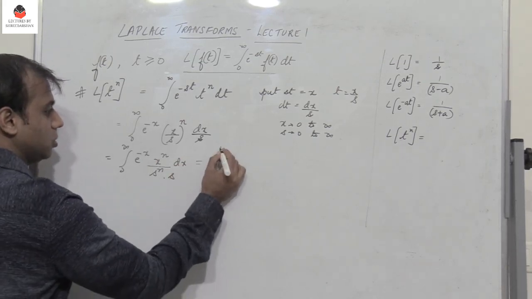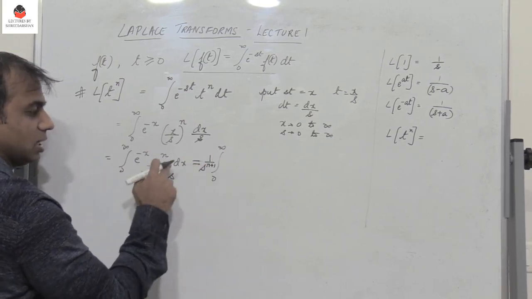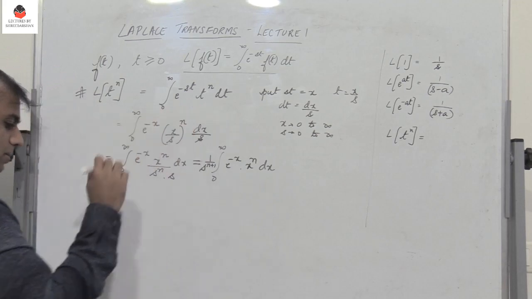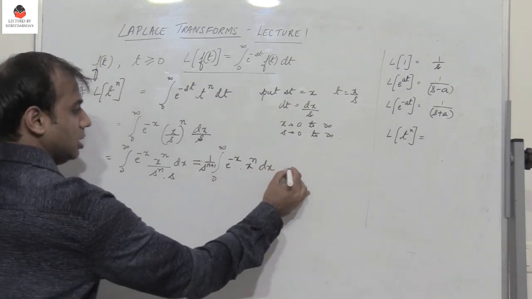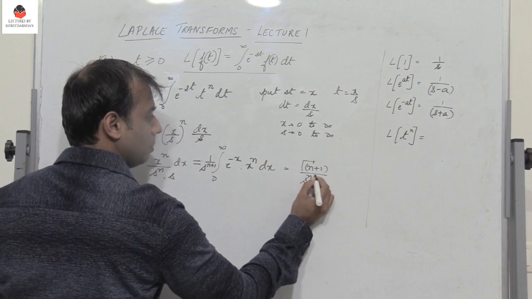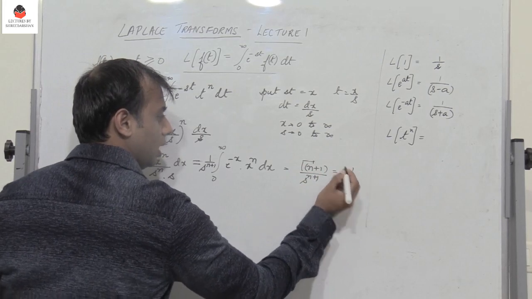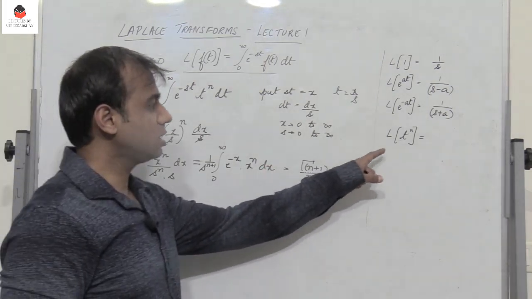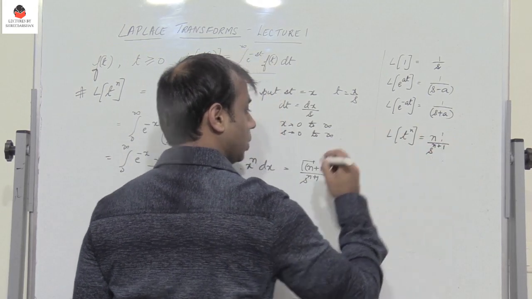So you have the integral from 0 to infinity of 1 by s power n plus 1. I take it outside the integral. e power minus x into x power n dx. Right? So you have e power minus x, x power n dx within the limit 0 to infinity, and this is nothing but gamma n plus 1 divided by s power n plus 1. So what is gamma n plus 1? It is n factorial divided by s power n plus 1. So therefore the Laplace transform of t power n is n factorial divided by s power n plus 1.